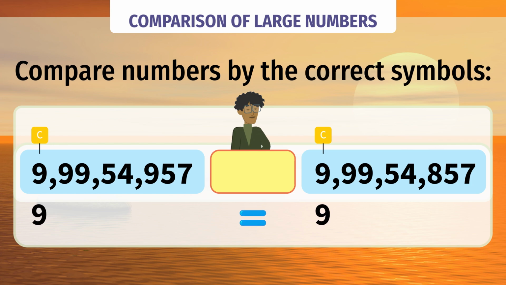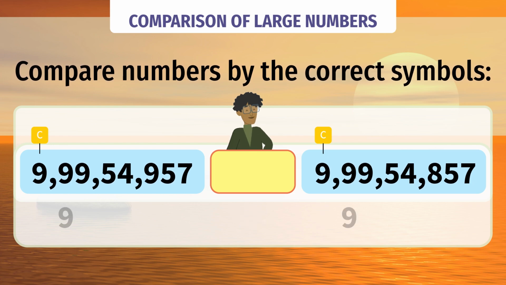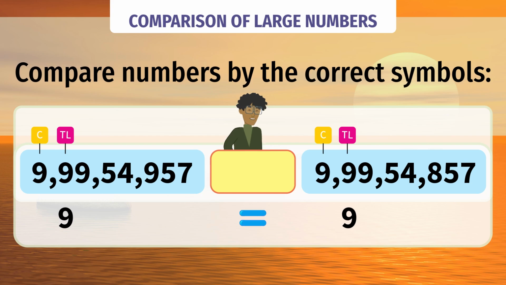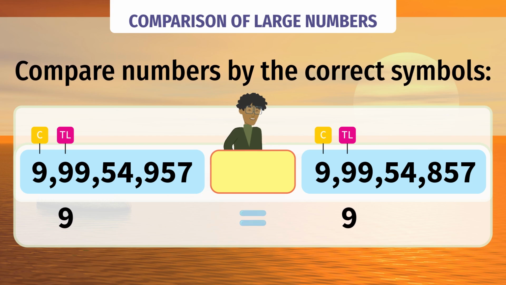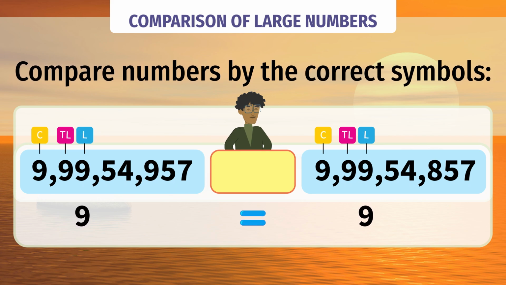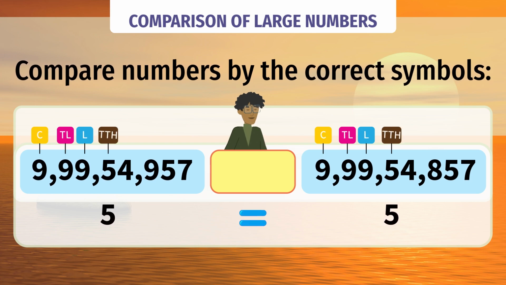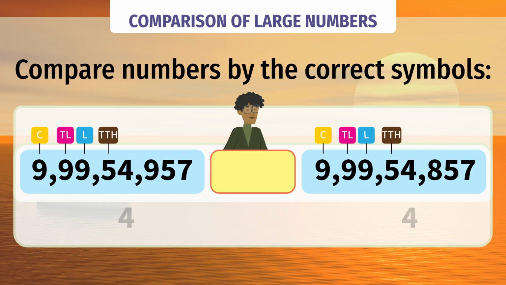Now you already know. Start from the highest place value, crores. Both 9, equal. Next, lower place value is 10 lakhs. Again, both 9, equal. Next, lakhs. Again, both 9, equal. Next, 10 thousands, both 5, equal. Next, thousands, both 4, equal.